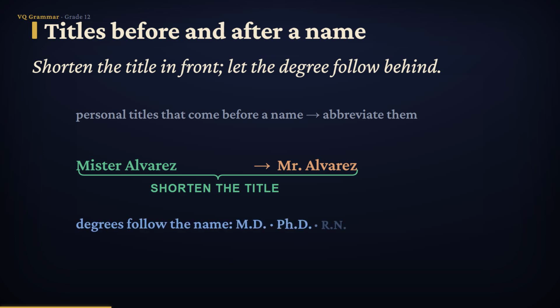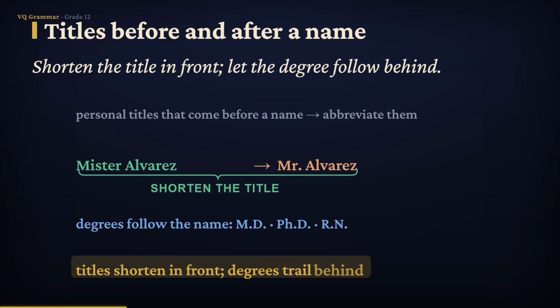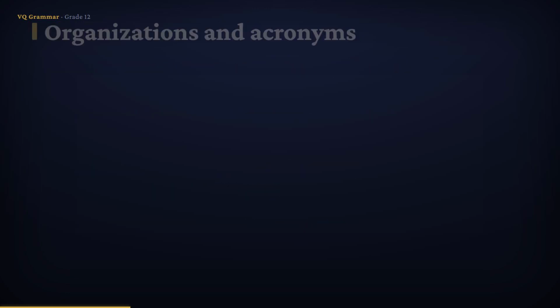Now, academic and professional degrees work the other way. They come after the name. A physician writes MD after hers. A scholar writes PhD. A nurse writes RN. So the pattern splits cleanly. Titles shorten in front of the name, and degrees trail behind it.